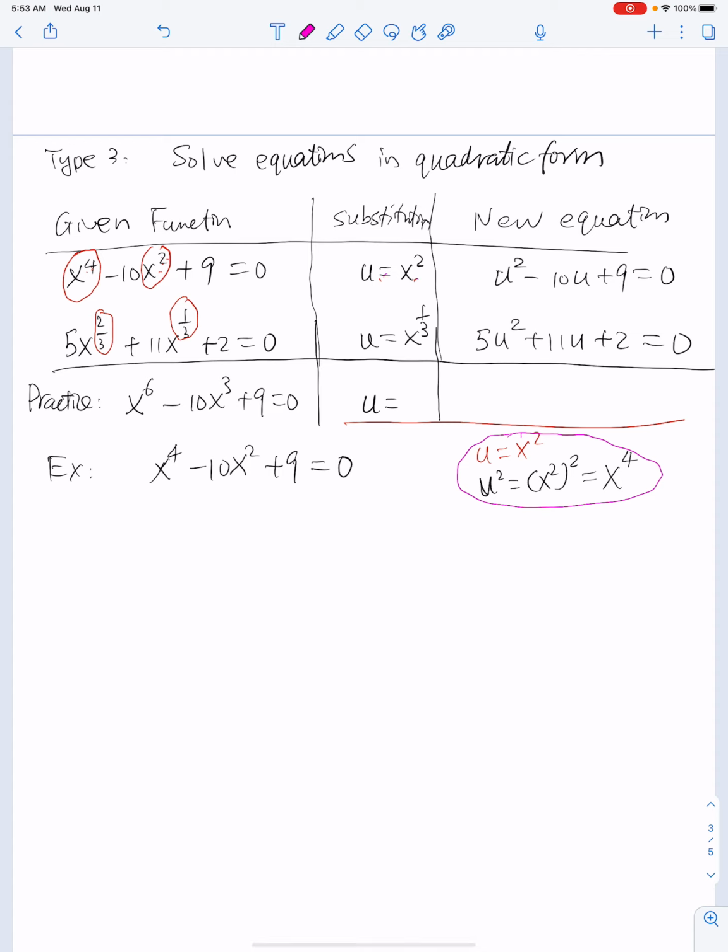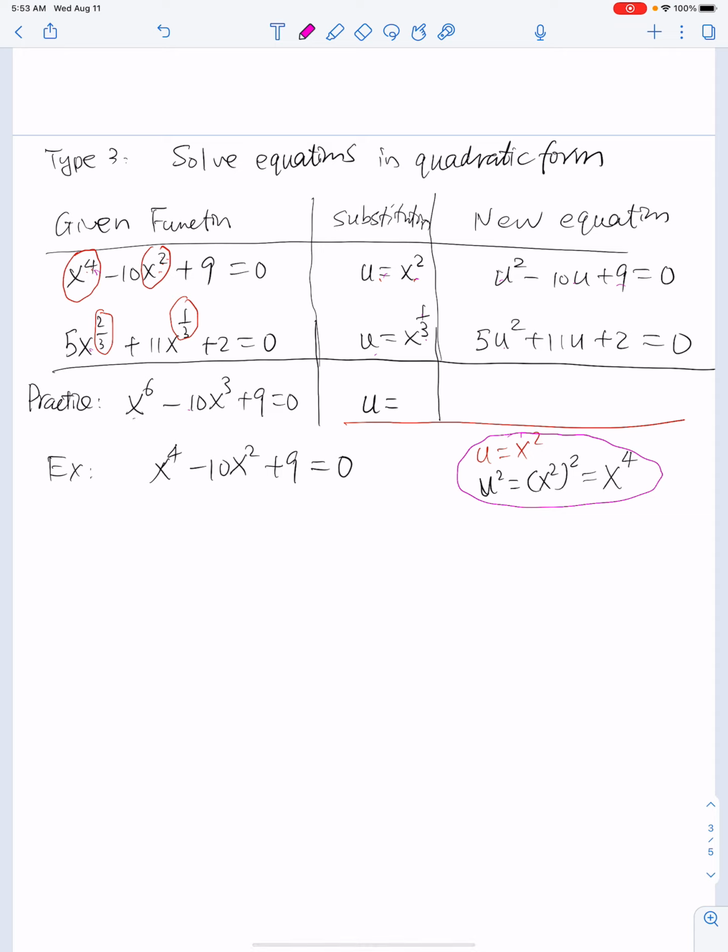You let u equal to x squared, x to the fourth becomes u squared minus 10u plus 9. And similarly, you have u equal to x to the 1/3, then the first term will be what? It becomes u squared. Okay?